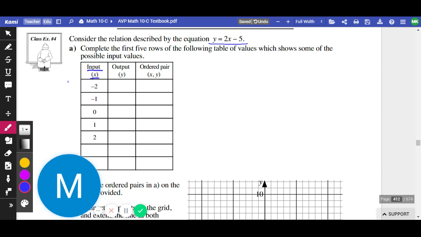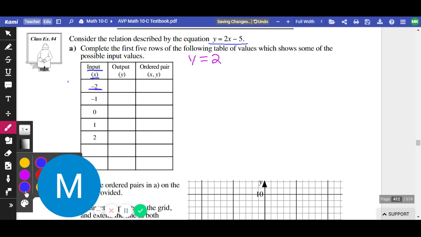To get an output, when using an equation, you take this value and you put it into your equation. So instead of saying y equals 2x minus 5, we're going to say y equals 2 times negative 2 minus 5. And then we're going to calculate what our output value is when we have an input of negative 2. We're going to do it a bunch of times here. So the first input value is negative 2. I'm going to go back to my equation. My equation says y equals 2.